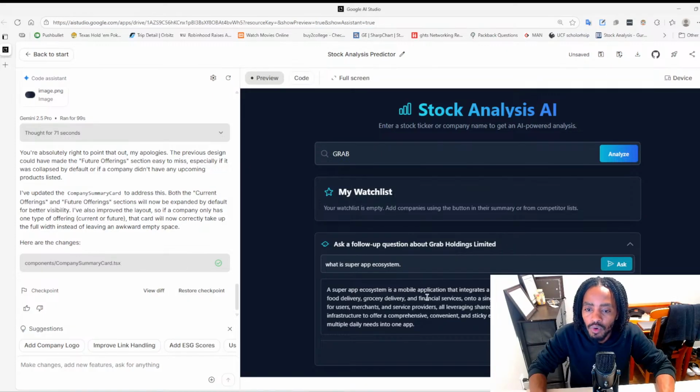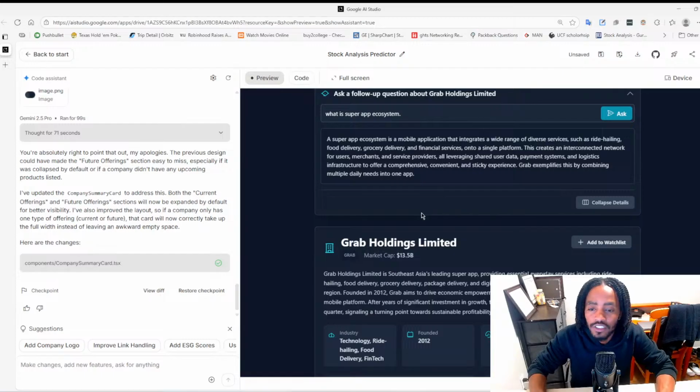A super app ecosystem is a mobile application that integrates a wide range of diverse services, such as ride hailing, food, all onto a single platform. This creates an interconnected network for users, merchants, service providers, all leveraging shared user data, payment systems, and logistics infrastructure to offer a comprehensive, convenient, and sticky experience. Grab exemplifies this by combining multiple daily needs into one app. Boom. So this is the kind of feature I wanted to have.